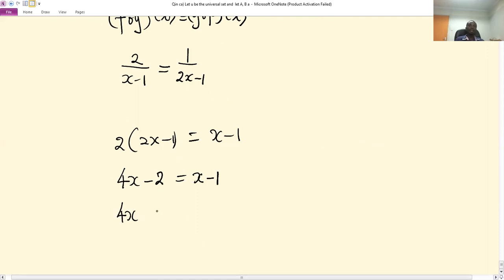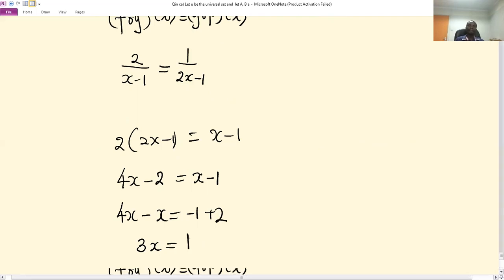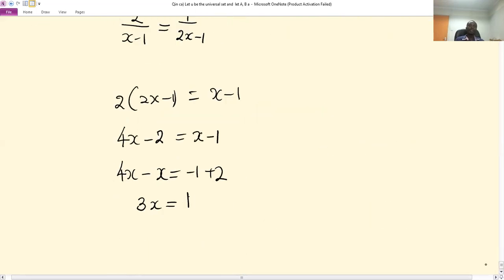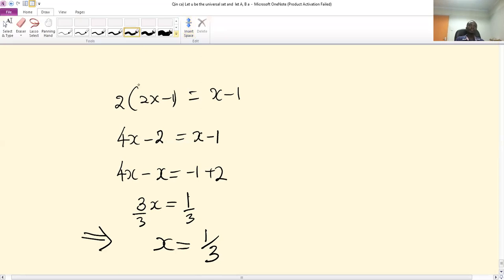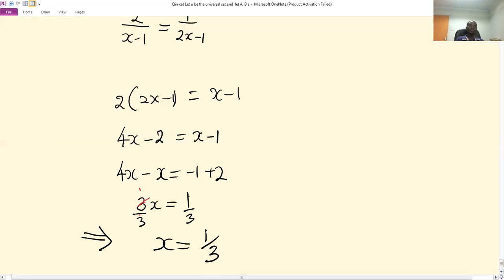4x minus x equals minus 1 plus 2. So 3x equals 1. And so x is 1 over 3, simply by dividing through by 3. So this is the solution.